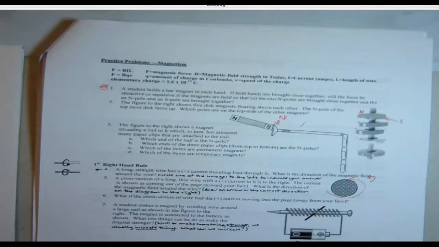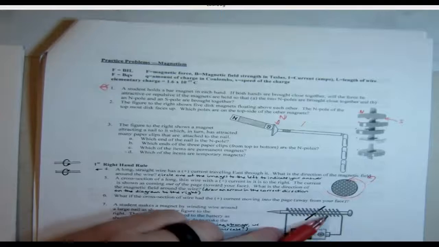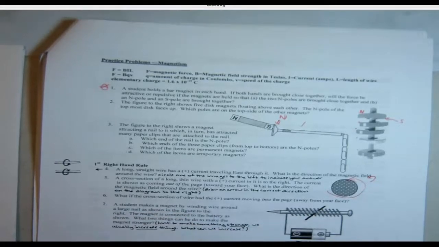And number 7. A student makes a magnet by winding a wire around a large nail as shown in the figure to the right. The magnet is connected to a battery as shown. What two things can make the magnet stronger? Hint, to make something stronger, we usually increase things. What can we increase? Well, one of them you'll get right off the bat usually. Typically, if you get a stronger battery, you can make a stronger magnet, right? So that's number 1. Number 2 is we make more coils. More coils, the stronger the magnet.